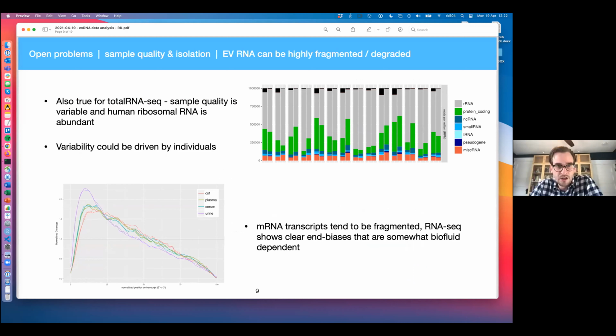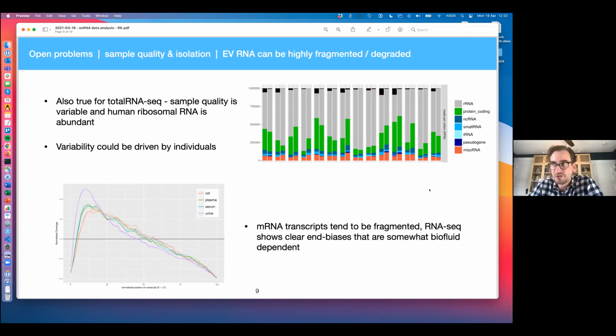We see that there's still a lot of ribosomal RNA. You can see here, this is an experiment that we did a while back where we had 2 time points for each of about 14 individuals, and the majority of the signal in each of these individuals is human ribosomal RNA. A decent amount of protein coding signal too, but it's variable, and it seems to vary a fair amount by individual, which is also potentially quite interesting.